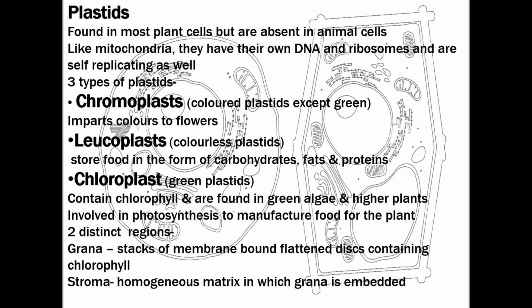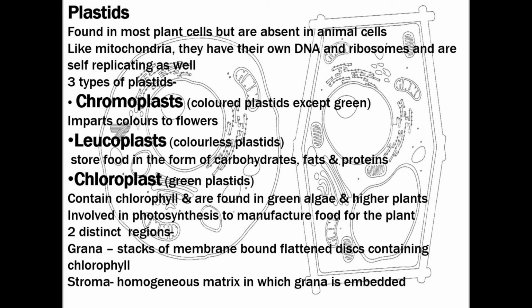This chloroplast has two distinct regions. One is grana and another is stroma. What is grana? A stack of membrane-bound flattened discs containing chlorophyll. So this is actually, you can say, a sac or a stack of membrane which contains the chlorophyll.